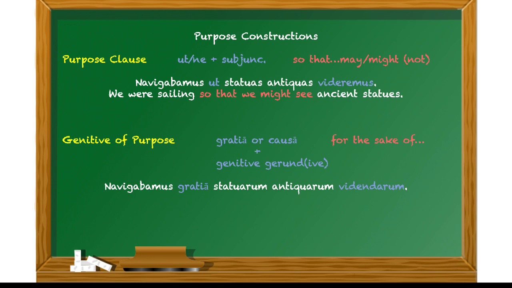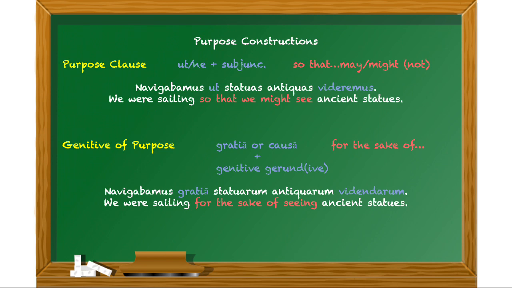We've got the English then, "for the sake of." Example sentence: Navegabamus gratia statuarum antiquarum videndarum. I chose gratia here. It could just as well have been causa. Videndarum, clearly the gerundive. We have the nd in there, indicating either a gerund or a gerundive, and the arum ending, modifying statuarum, clearly makes it a gerundive. For the translation, we were sailing for the sake of seeing ancient statues. And you can see how that really shows purpose as well.